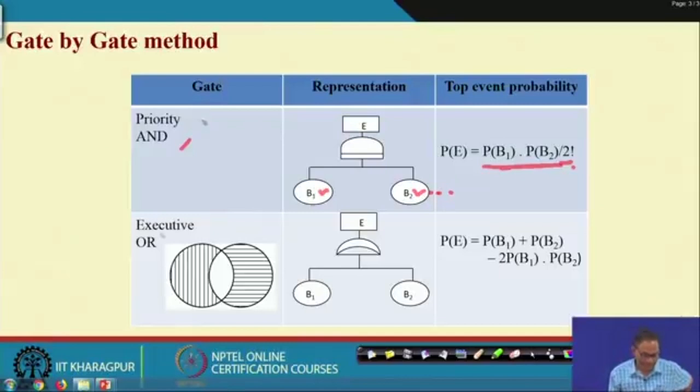Similarly, the exclusive OR gate. Exclusive OR gate means either this occurs, but not both. So this is the symbol. Now if we write probability of E, the top event, P(B1) first part plus P(B2) second part, then twice we have taken this 2 P(B1) P(B2). So you either use a Venn diagram or some logic, but for every gate you have to find the output probability of the gate given the input probability. Either it is an AND gate, OR gate, exclusive OR gate or priority AND gate, that is what you have to do.